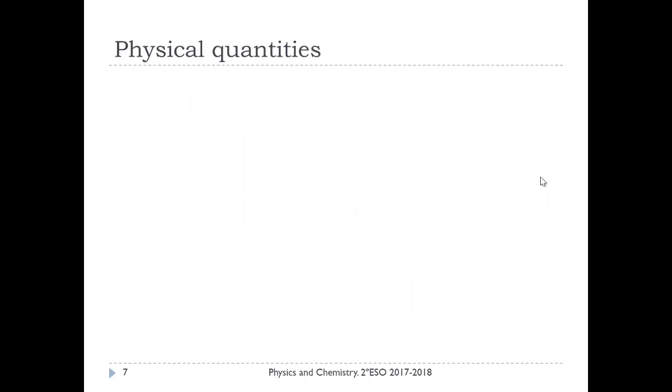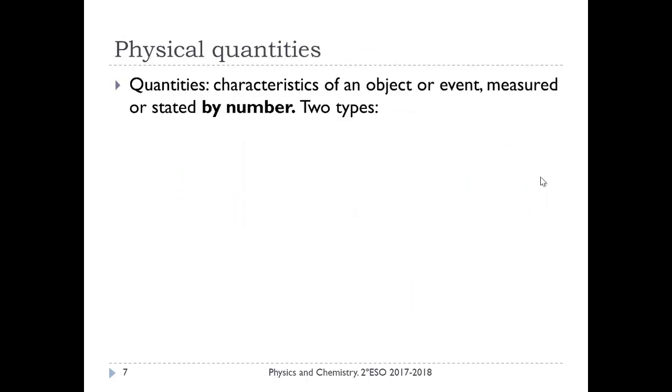Physical quantities. Physical quantities are characteristics of an object or event, measured or stated by number. That's very important: they have to be quantitative, not qualitative. For example, maybe length or pressure. And we can distinguish two types.